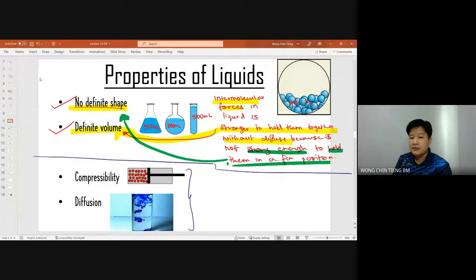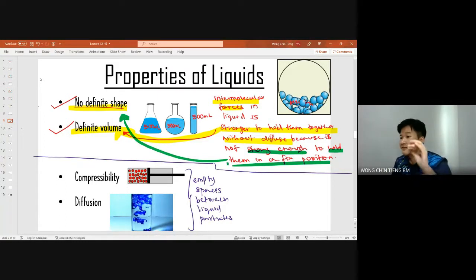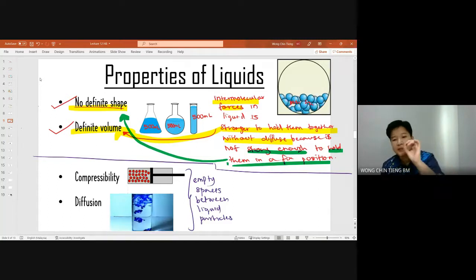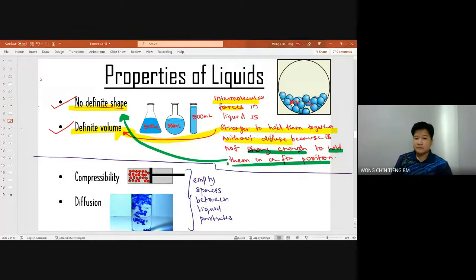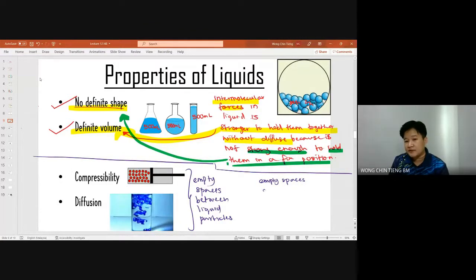Dua kat bawah akan bincang pasal empty spaces between liquid particles. Okay? So, talking about these empty spaces. Soalan saya, Syafinas, empty spaces dalam liquid lagi banyak atau dalam gas lagi banyak? Gas. Dalam gas. So, talking about empty spaces. Kalau berbanding dengan solid, liquid lagi banyak ke solid lagi banyak? Liquid. Liquid lagi banyak, betul. So, empty spaces, gas adalah lebih tinggi berbanding liquid, lebih tinggi berbanding solid.